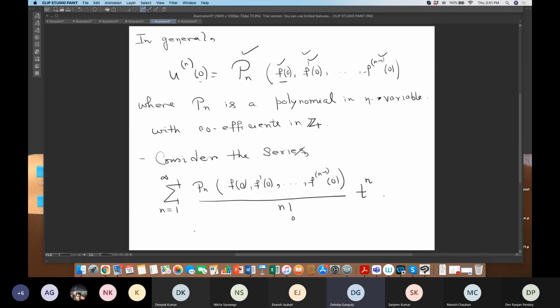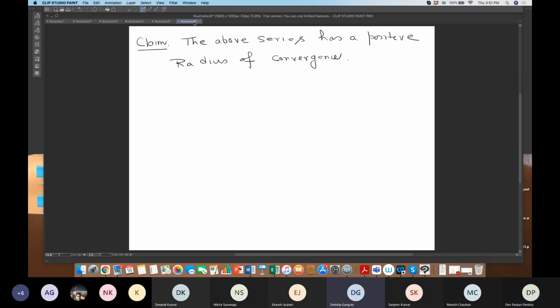What does it mean? There is some open interval in which the series converges. Exactly. Very good. Okay. Now this is our claim. Now I want to prove this claim. It's a very nice theorem, a very nice, elegant argument.